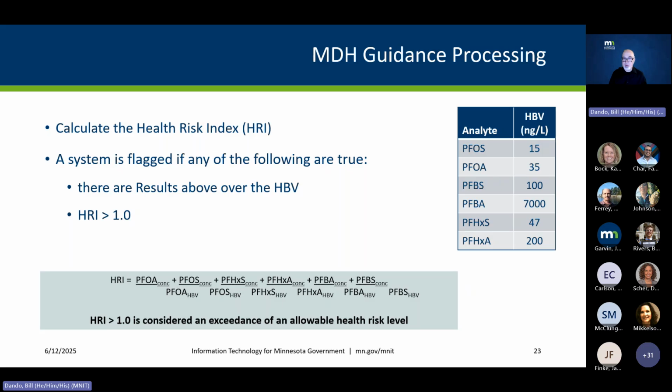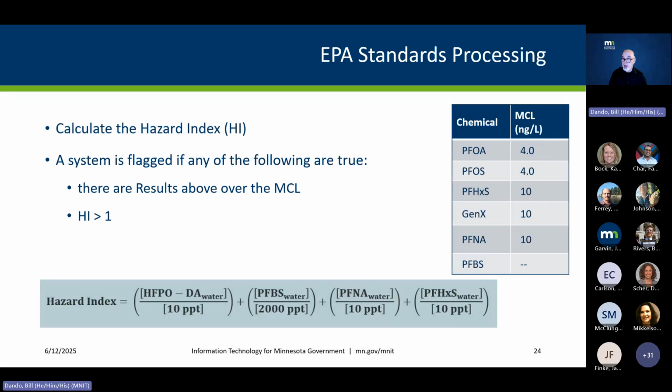All right, so just a quick word about the MDH guidance processing. This is using not the hazard index that Brian described, but the health risk index. And then systems are flagged if any of the following are true. If there's results over the health-based value, HBV, or if the HRI is greater than 1. And then for EPA standards, very similar. Calculating the hazard index, or HI, systems are flagged if the results are over the minimum contaminant level. I hope I'm getting that right. Yes, and otherwise, if the hazard index is greater than 1.